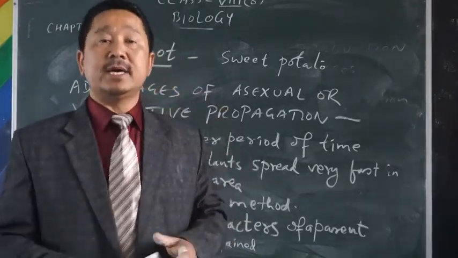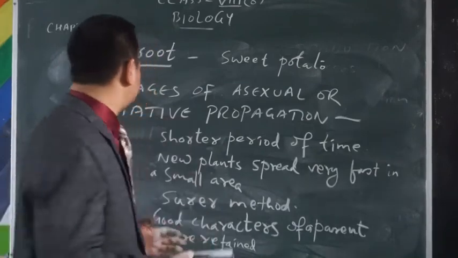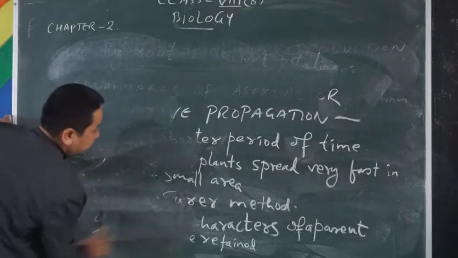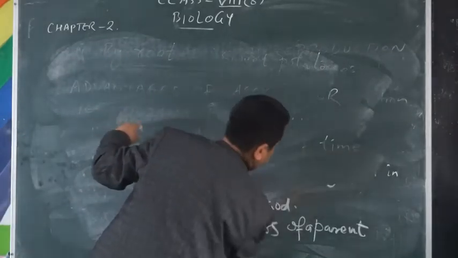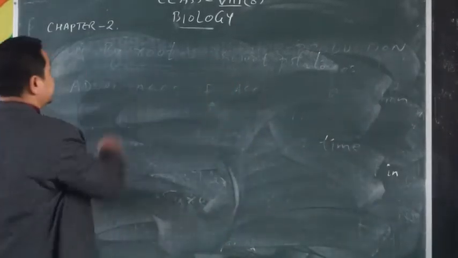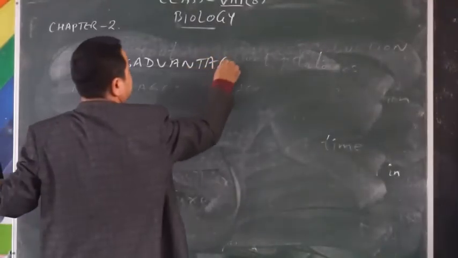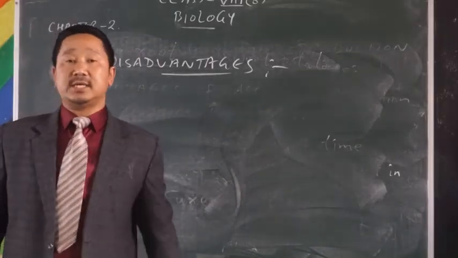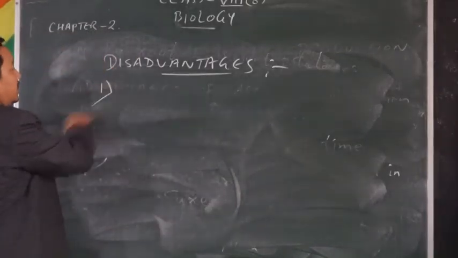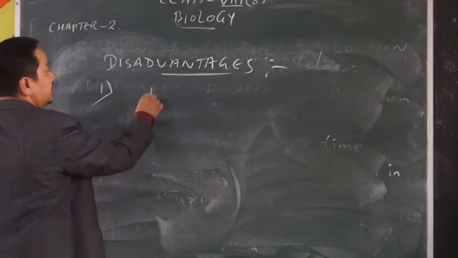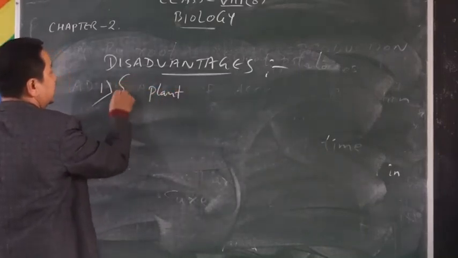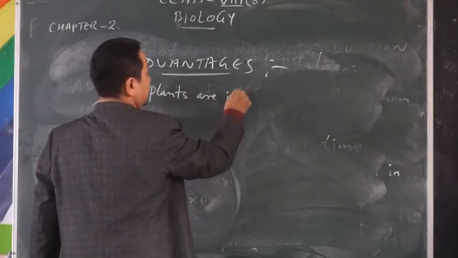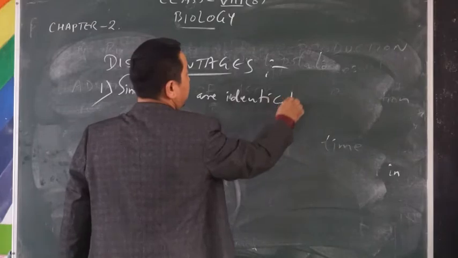But in the meantime, it has got some disadvantages also. Let us talk about some disadvantages the vegetative propagation has. So what are the disadvantages? Number one, plants are all identical.